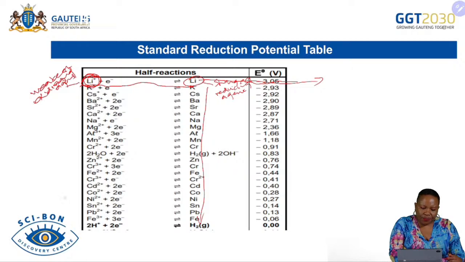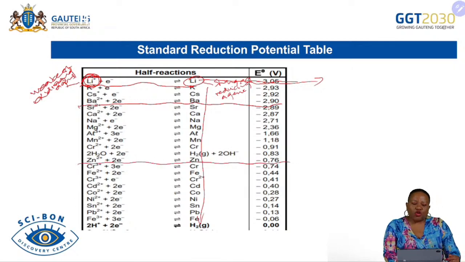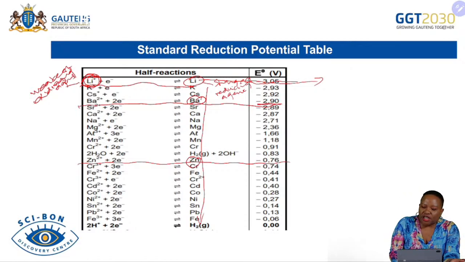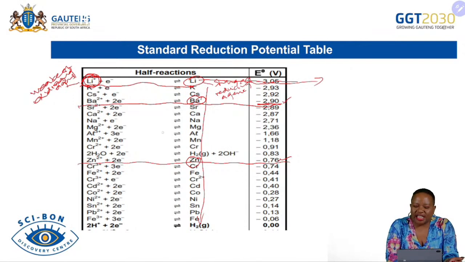Let me take barium and zinc. So the first thing that you're going to check is barium and zinc as your reducing agents. You can compare which one is the stronger reducing agent. As I said, we're going to use our cell potentials, minus 2,90 and minus 0,76. Obviously, this one has a greater negative cell potential compared to this one. Therefore, barium will undergo oxidation. It's a stronger reducing agent than zinc.